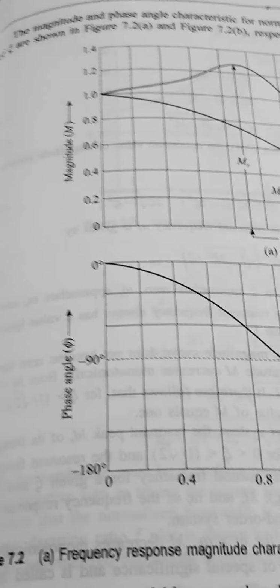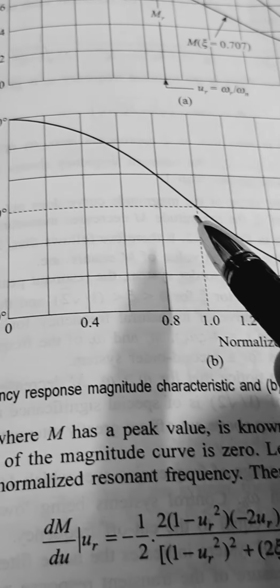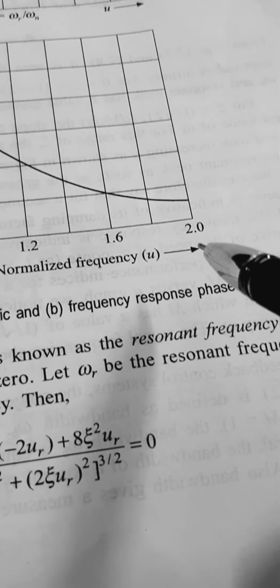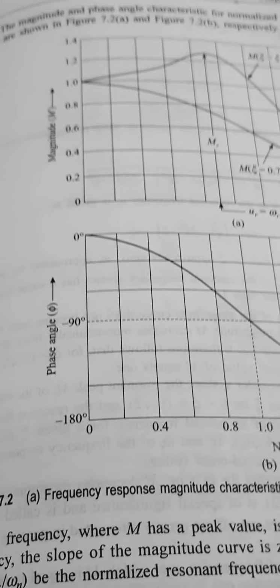Here, when u is 1, the angle is minus 90, and when u is equal to infinity, phi is equal to minus pi. So this graph you can easily understand. It is on page 441.